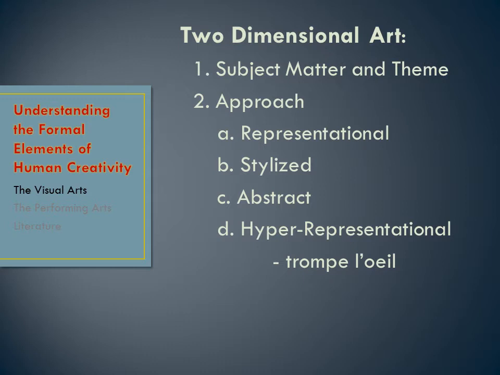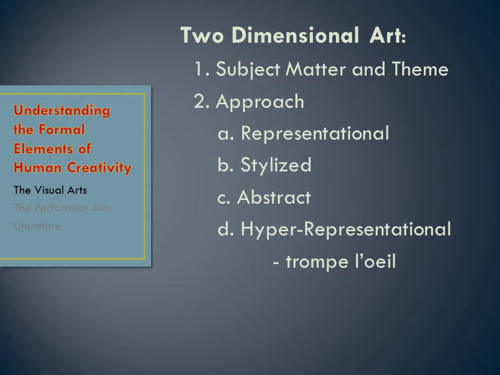The fourth type of approach is sometimes referred to as hyper-representational. This is when an artist uses materials that are intended to present what he or she presents in such a realistic way that it almost tricks the viewer into thinking that it is real. In the case of paintings and drawings, paintings mostly, this would be painting something with such strict attention to detail that it looks more like a photograph than a painting.